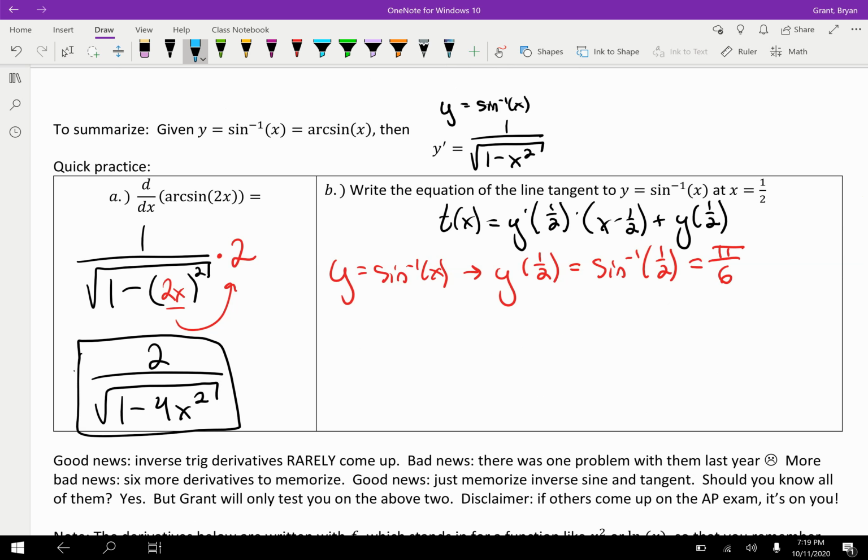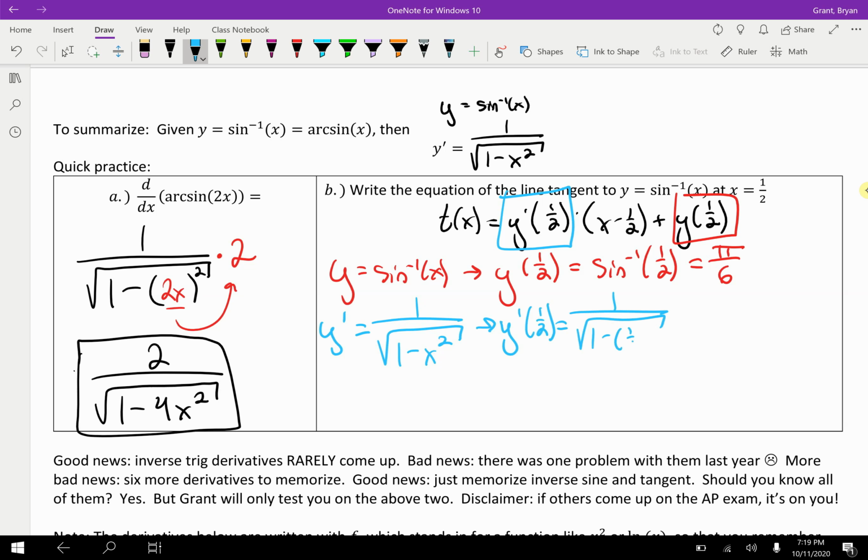Then we need to go through, and maybe I should color code. We just took care of that piece. Now we need to go through and do the actual calculus part. So in order to find y prime of 1/2, we need to find y prime of x first. The derivative of inverse sine is 1 divided by the square root of 1 minus x squared. So when I find y prime of 1/2, we get 1 over the square root of 1 minus 1/2 squared.